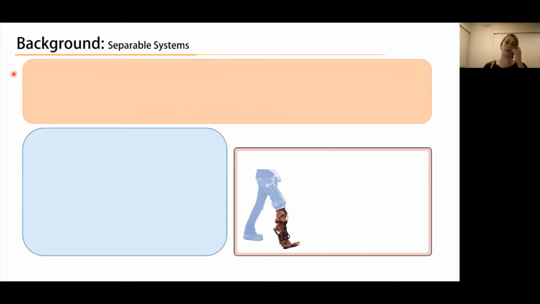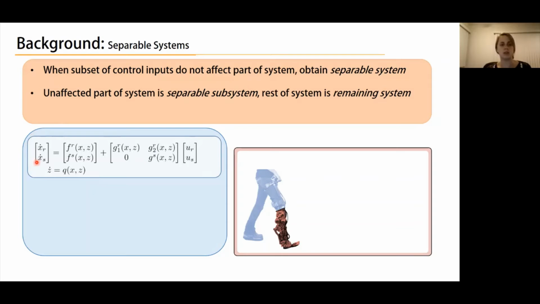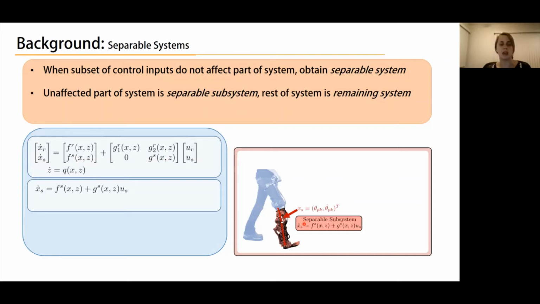While these methods work well for walking robots, we cannot apply them directly to the prosthesis because the human dynamics are unknown. We consider the human-prosthesis system in the context of separable systems, where when a subset of control inputs, namely u_R, do not affect part of the system, the dynamics of x_S, we obtain this form of a separable system, where we can call the unaffected part of the system the separable subsystem, which we have as the prosthesis, and we call the rest of the system the remaining system, which we have in our example as the human.